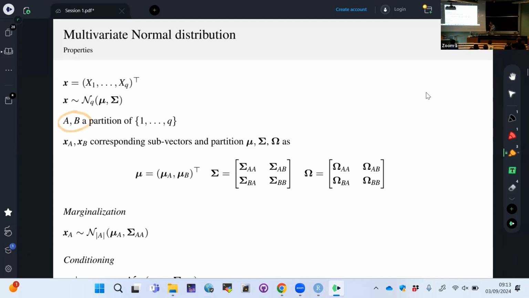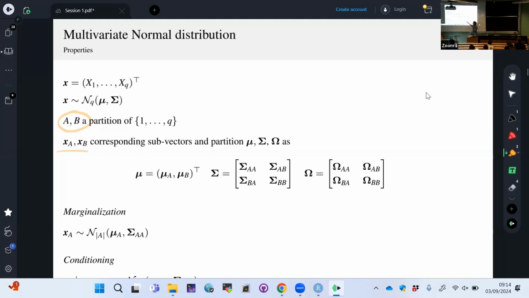Okay, so we can consider X_A and X_B, which are the corresponding sub-vectors of X_1 to X_Q, vectors containing the components indexed by A and B in our random vector X. And we can also partition mu, sigma, and omega as follows. In particular, we have mu, our mean vector, with two components now, mu_A and mu_B. For both sigma and omega, we can partition them into 4 blocks.